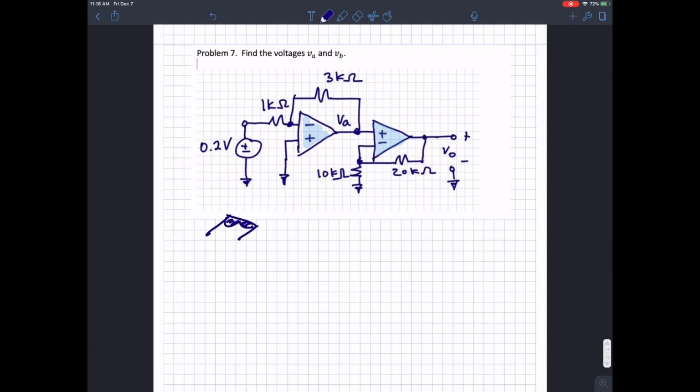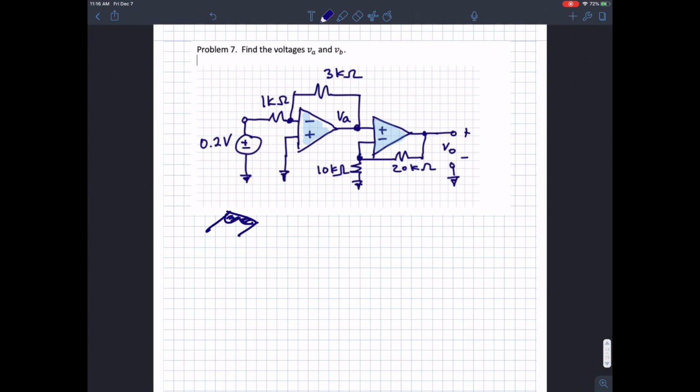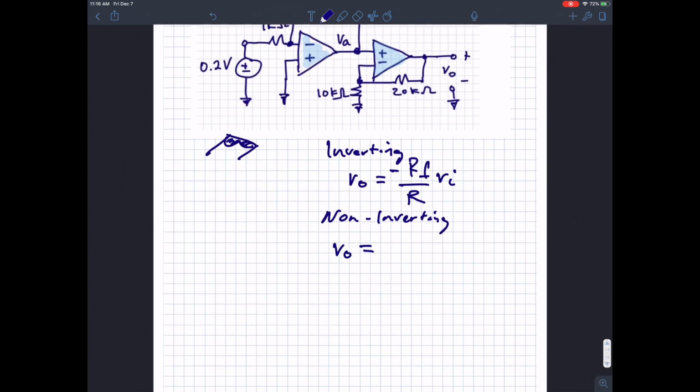All right, so I think you know the drill. What we're looking for is that these are amplifier circuits, and it's either going to be a non-inverting amplifier or an inverting amplifier. Okay, for inverting, we know that the output voltage of the amplifier is going to be minus RF, the feedback resistor, over R times the input. And for non-inverting, the output is going to be 1 plus RF over R times the input voltage.